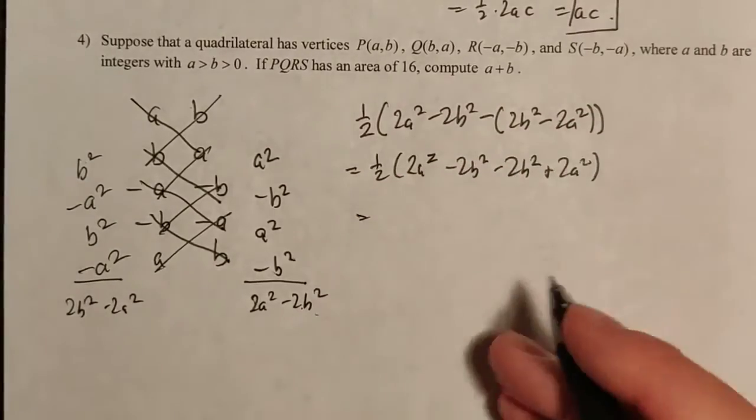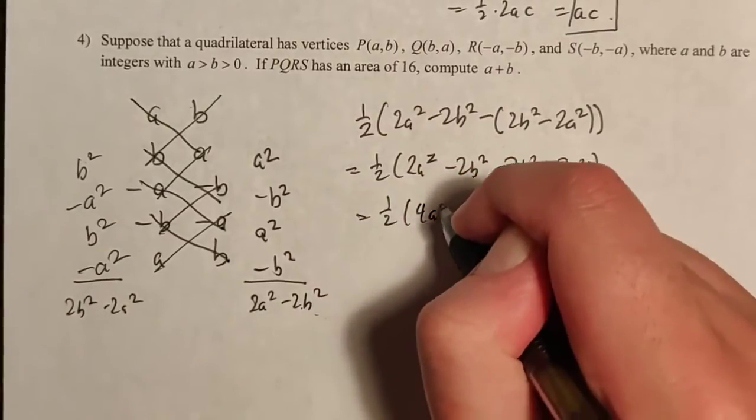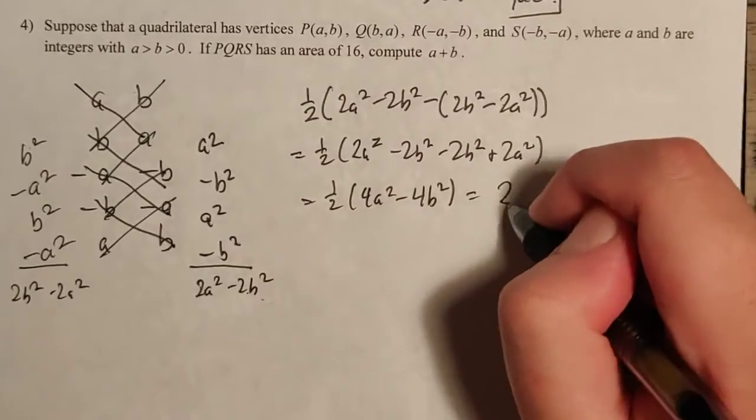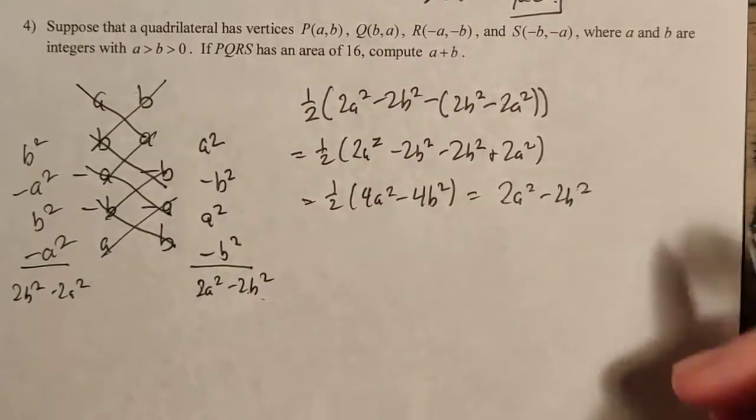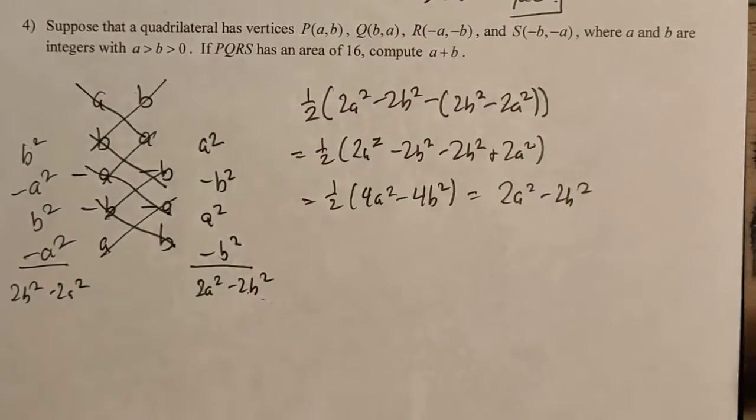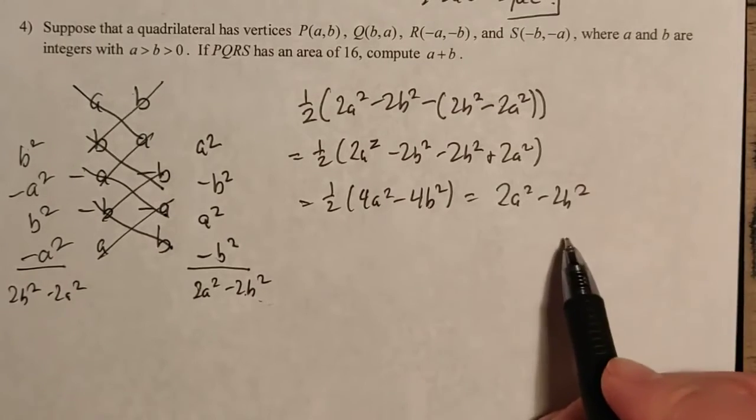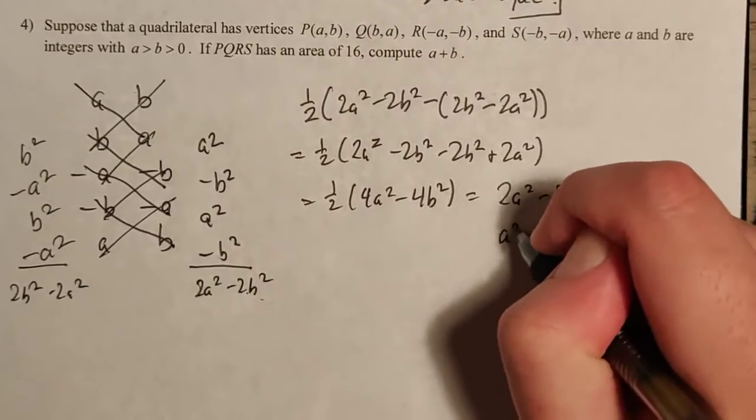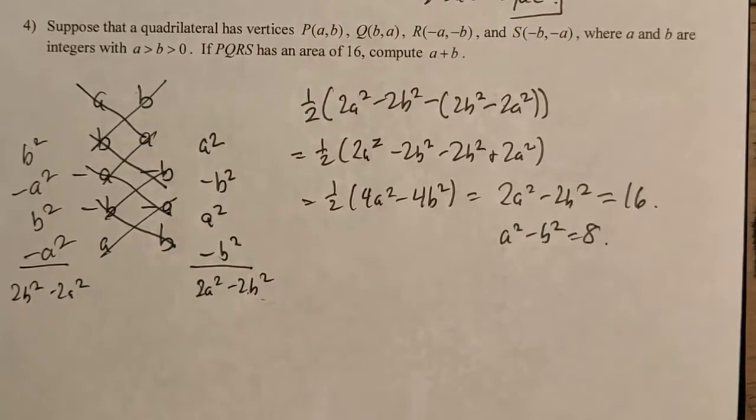So we can see that we actually have 2 copies of everything. That's going to be 1/2 of 4A squared minus 4B squared. And then in this situation, we can see that that's going to be 2A squared minus 2B squared. So we found that the area of this object, this quadrilateral here, is 2A squared minus 2B squared. And we're told that it has an area of 16. Therefore, A squared minus B squared is 8.